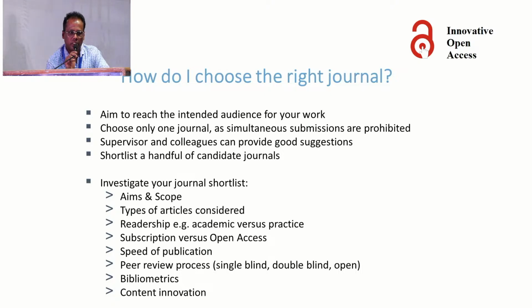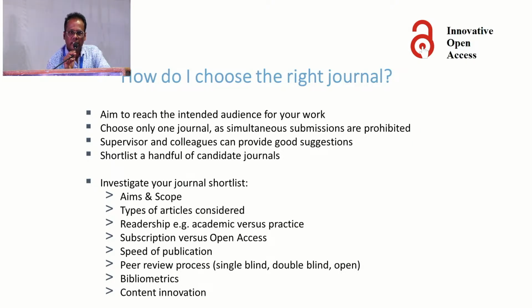Speed of publication: we have to check how much time the peer review process takes. Some journals take 1 year, some take 2 years, some journals take 3 months. So before publication, you have to check how long the journal takes.